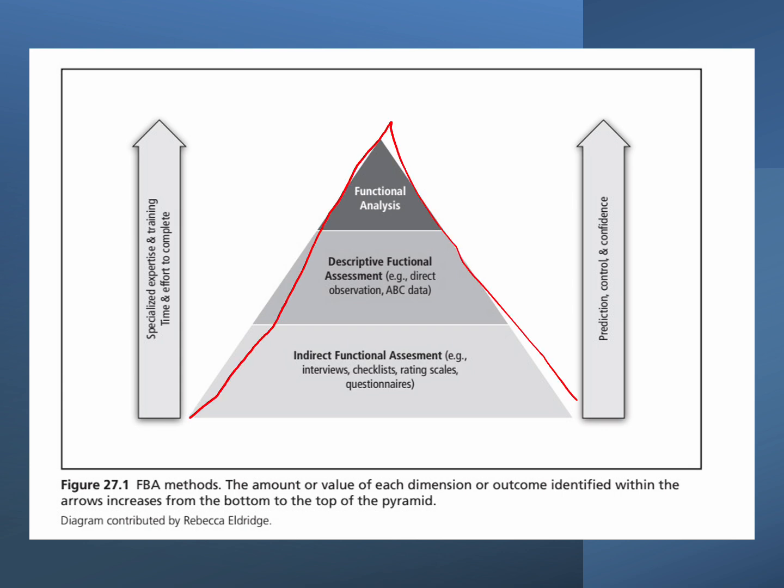The reason that they're inside of a pyramid is because these assessments, the further down we go, the less consistent or reliable the results are. The further up we go, the more confident we can be in our results. We have better prediction, better control, and confidence in our results. So the functional analysis is going to provide us with the best results, the best prediction, the best control, and the best confidence in our results.